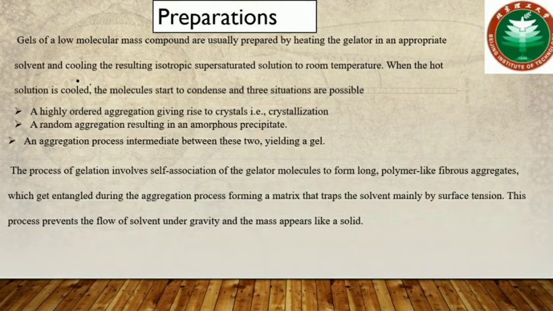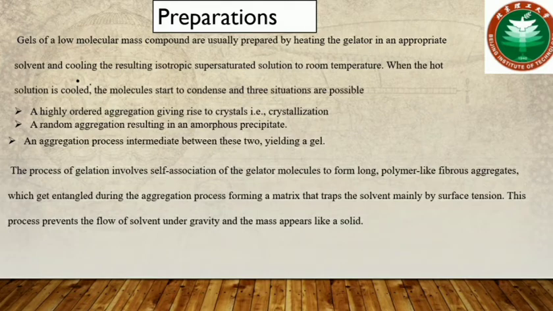The next is preparation. Gels of a low molecular mass compound are usually prepared by heating the gelator in an appropriate solvent and cooling the resulting isotropic supersaturated solution to room temperature. When the hot solution is cooled, molecules start to condense and three situations are possible. Number one, a highly ordered aggregation giving rise to crystals, that is, crystallization may occur; number two, a random aggregation resulting in an amorphous precipitate; number three, an aggregation process intermediate between these two yielding a gel. Means when this happens, either a true crystalline form, an amorphous precipitate, or a gel is formed.